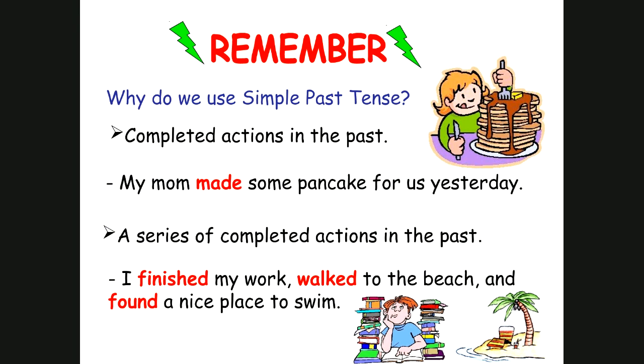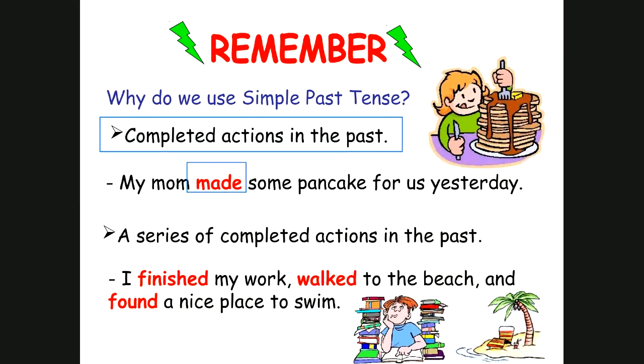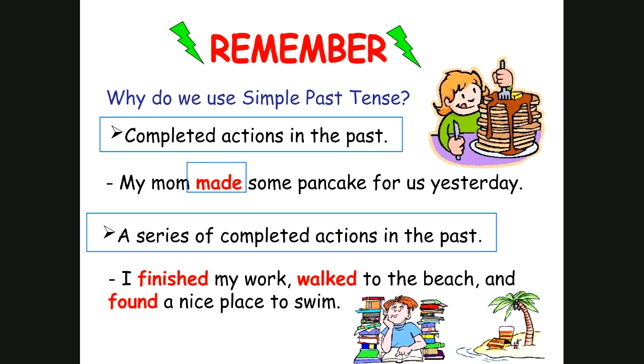Remember, why do we use the simple past tense? First of all, we use the simple past tense to talk about completed actions that happened in the past. My mom made some pancakes for us yesterday. We also use it when you want to give a list of activities or a series of completed actions in the past. I finished my work, walked to the beach, and found a nice place to swim.